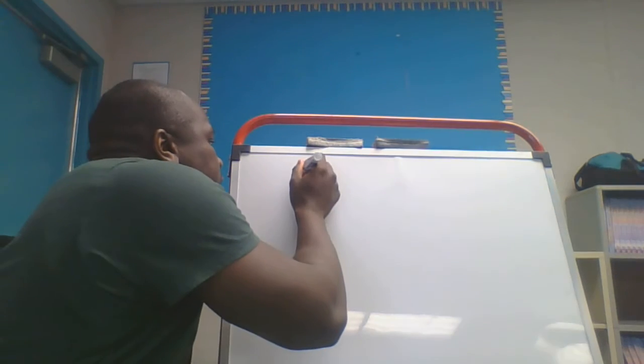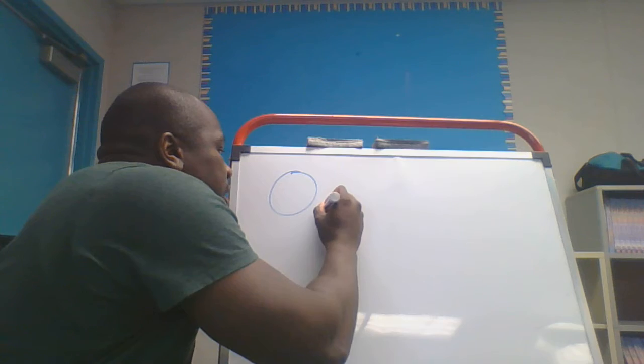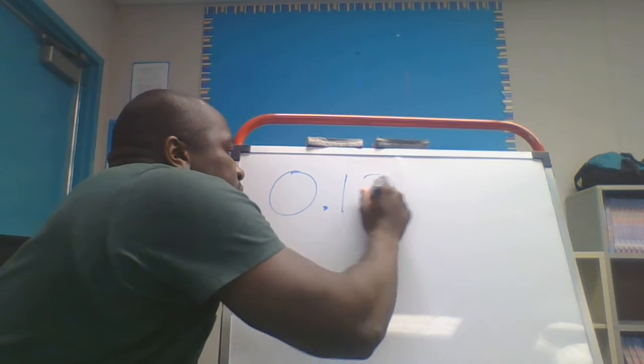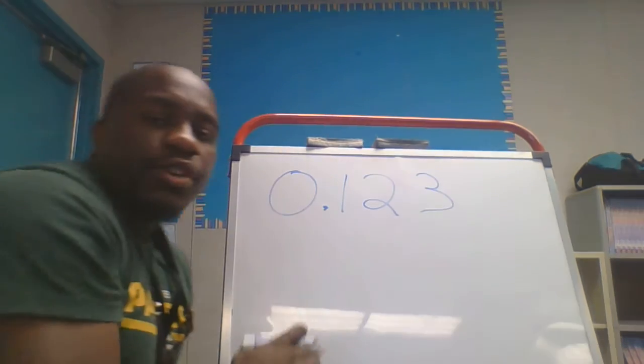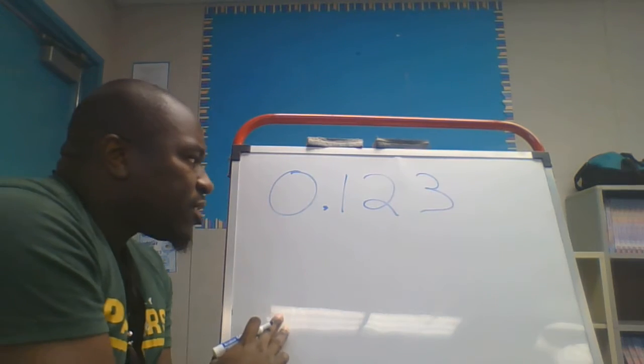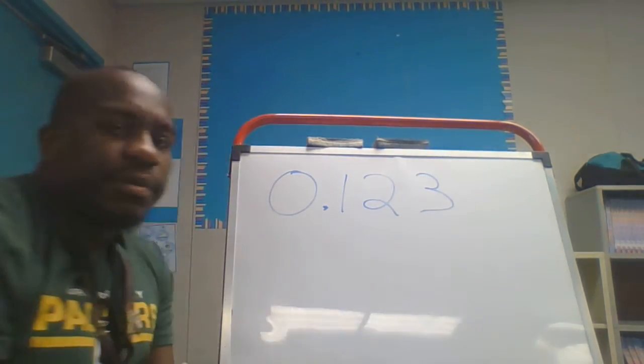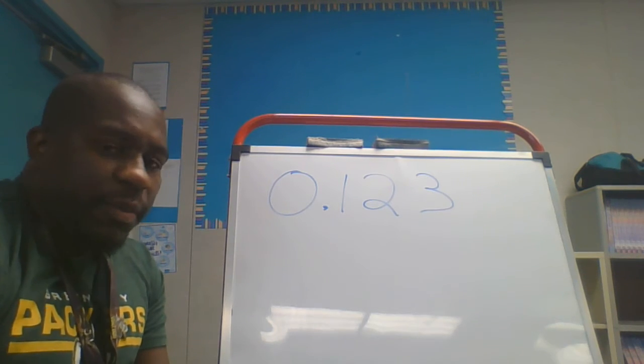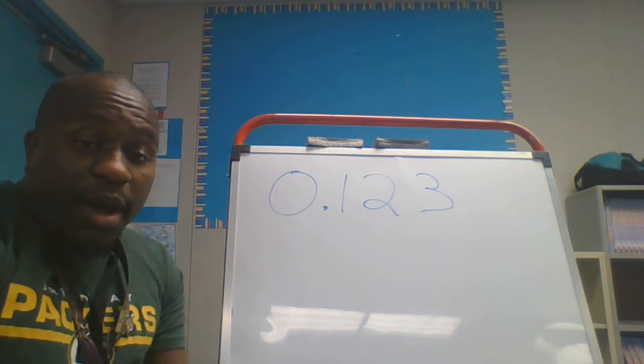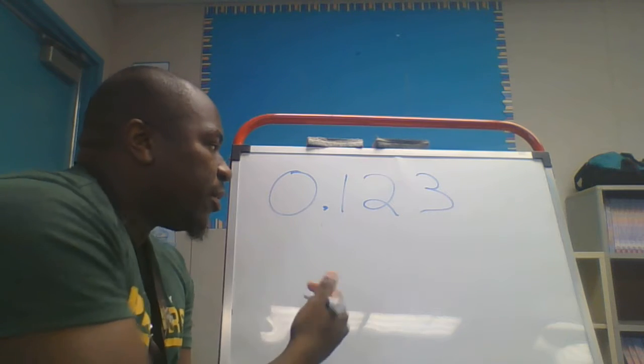So I'm going to write a number here. 1, 2, 3. I want you to write this number down. I want you to pause, and I want you to tell me what you think each of these place values are. Okay? I'm going to have you pause it and then come back. So I know you paused. I know you tried it on your own. So let's talk about what these are.